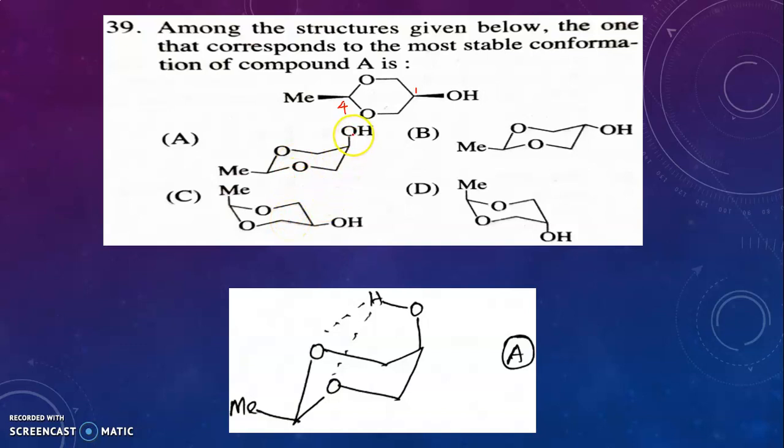So, among these 2 cis, which is the correct option? When the hydroxy group is in axial position, listen, there will be intramolecular hydrogen bonding. See, here I have shown. When the hydroxy group is present in axial position, there will be intramolecular hydrogen bonding, which stabilizes this cis conformation. Therefore, among these 2 cis conformations, this is the more stable cis conformation.